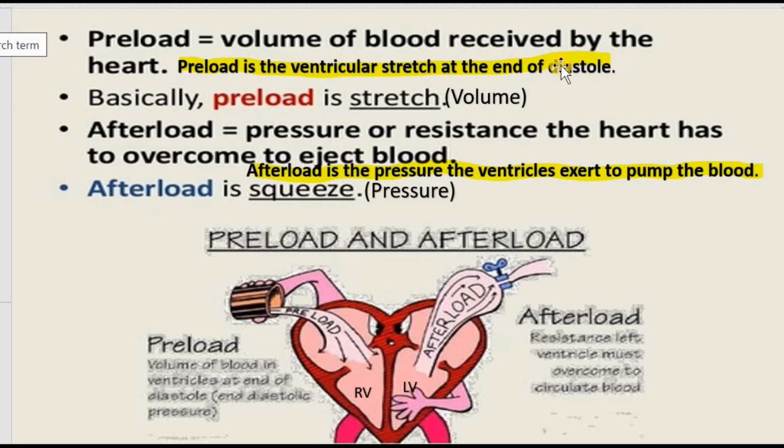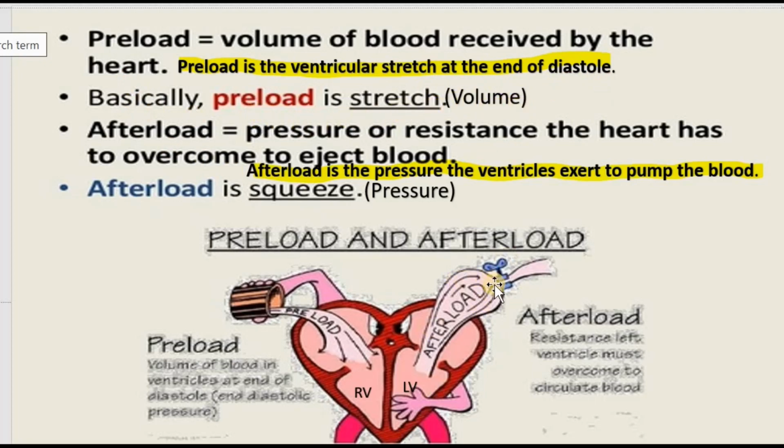Why at the end of diastole? Because blood filling happens in the ventricle during diastole. At the end of diastole, the ventricle expands to accommodate the blood coming from the systemic circulation. Preload is equal to the volume of blood received by the heart. The more volume the heart receives, the more stretch the ventricle has to do. So remember the key word: preload is the stretch, or the volume.